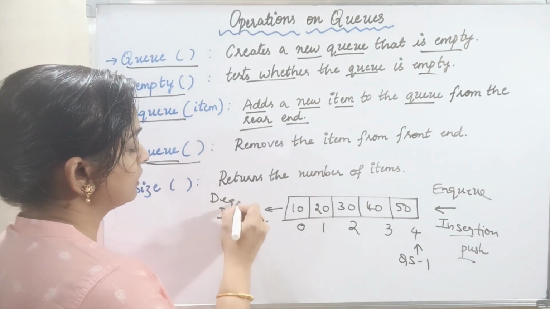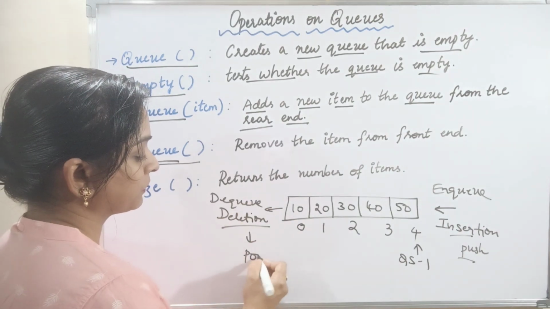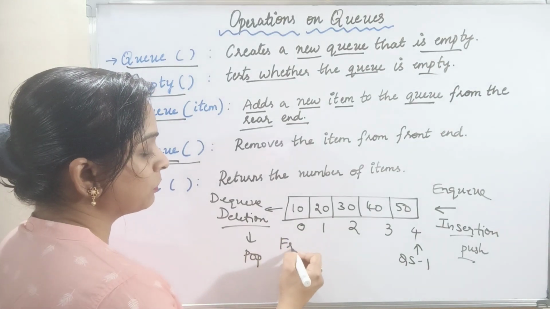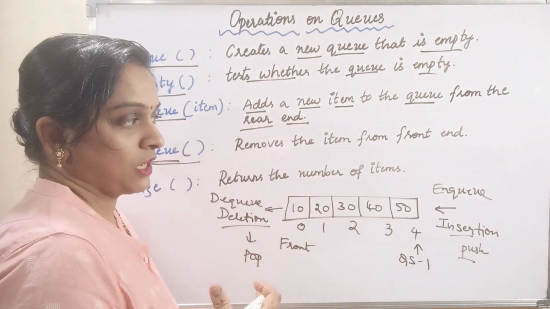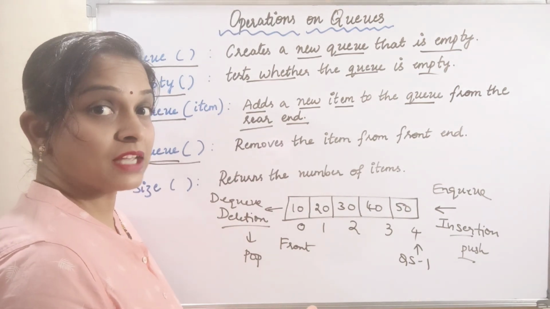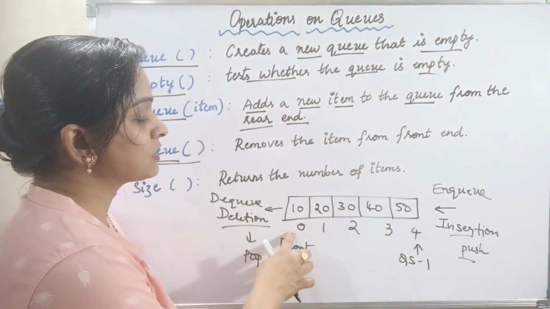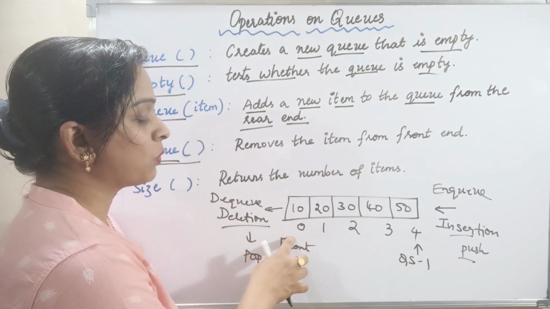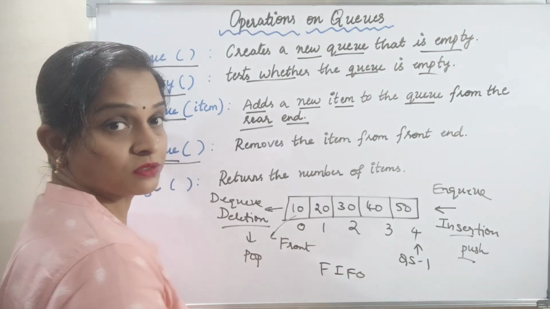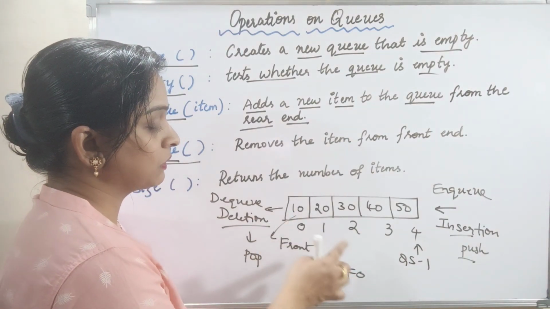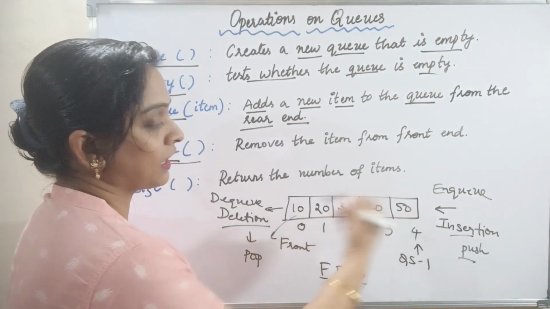So DQ is deletion, similar to pop. But here I need to remove the item from the front position. So that is what we say: insertion and deletion happen at two different ends, whereas in stack we do insertion and deletion from the same end, the top end. The first element stored in the queue will be the first to come out. So it is first in, first out. The first element inserted will be the first to come out. Then say 20, then 30, 40 and 50.